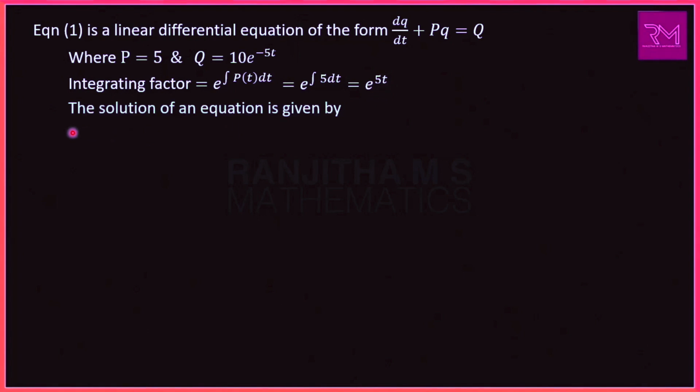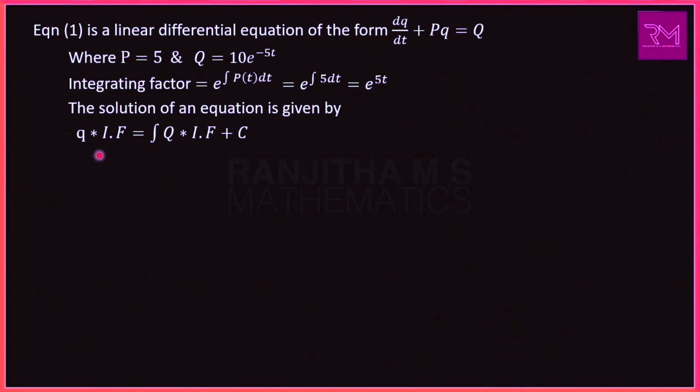Next, we have to find the solution for the linear differential equation. This is a linear differential equation of the form dQ by dt plus P into Q equal to Q. Therefore we get the solution of the form Q into integrating factor equal to integral of Q into integrating factor plus C. In the previous problem, in the place of Q we had I, because the linear differential equation was of the form di by dt, but here this is of the form dQ by dt plus P into Q equal to Q.